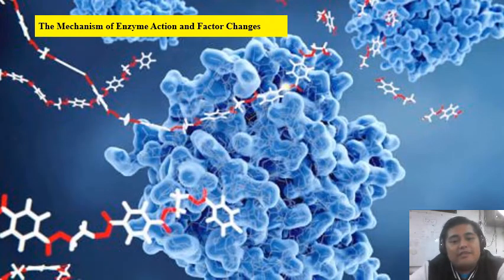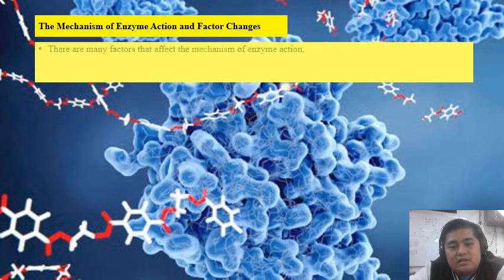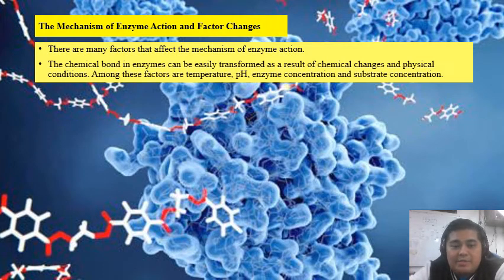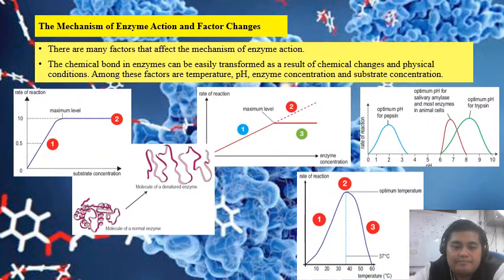The mechanism of enzyme action and factor changes. So there are many factors that affect the mechanism of enzyme action. Ada banyak faktor yang mengganggu ataupun mengawal, memberi kesan kepada mekanisme kawalan tindak balas enzim. So the chemical bond in the enzyme can be easily transformed as a result of chemical changes and physical condition. Among these factors are temperature, pH, enzyme concentration and also substrate concentration.